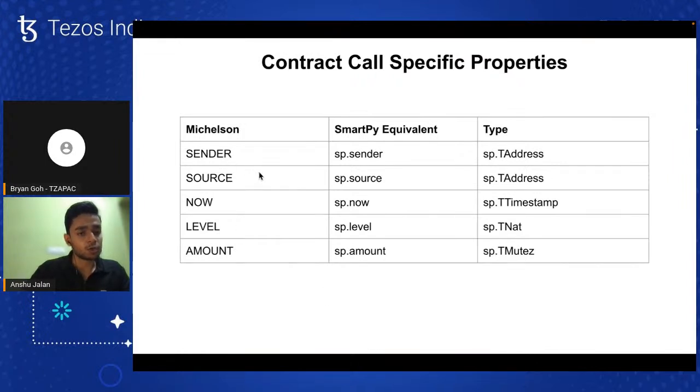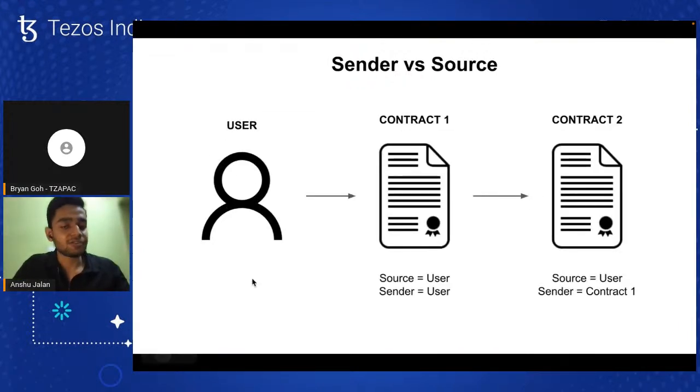The first two properties in Michelson are sender and source. If you want to access them in SmartPy, we use sp.sender and sp.source. Both of them are of address types. Now, what do sender and source actually mean? I've inserted a slide for that.